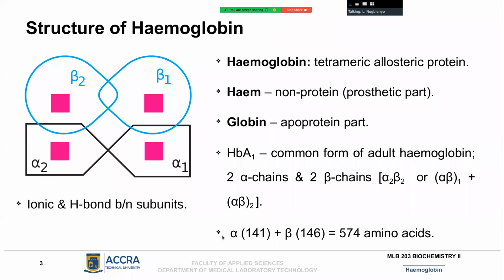I think in this equation here, we should have had 2 times alpha and then 2 times beta. As you see in the structure, there are 2 alphas and 2 betas. So if you do 2 times 141 and then 2 times 146, and you add them together, you will have 574 amino acids, being the number of amino acids found in the structure of hemoglobin.